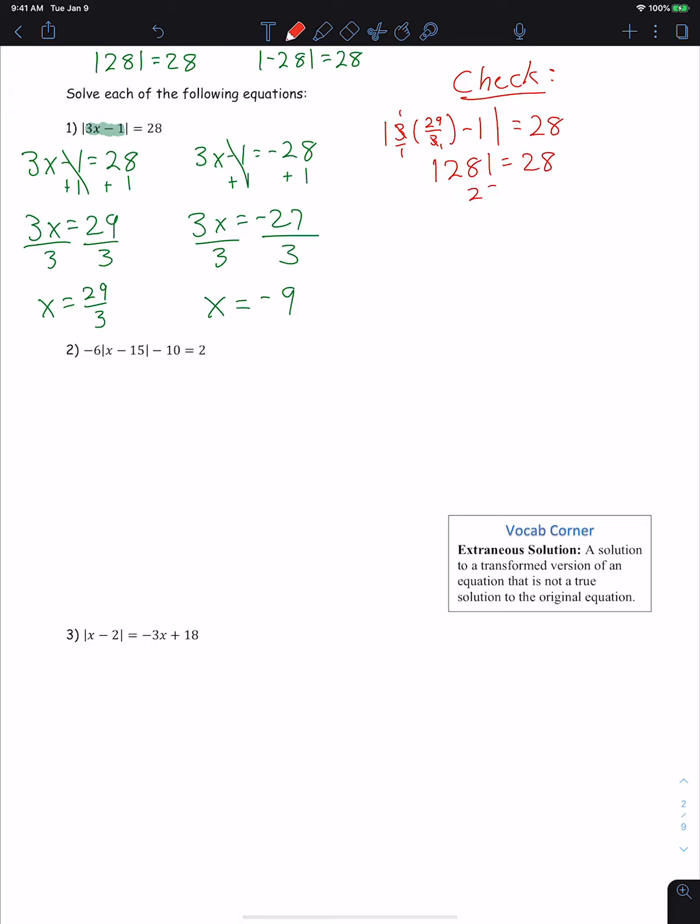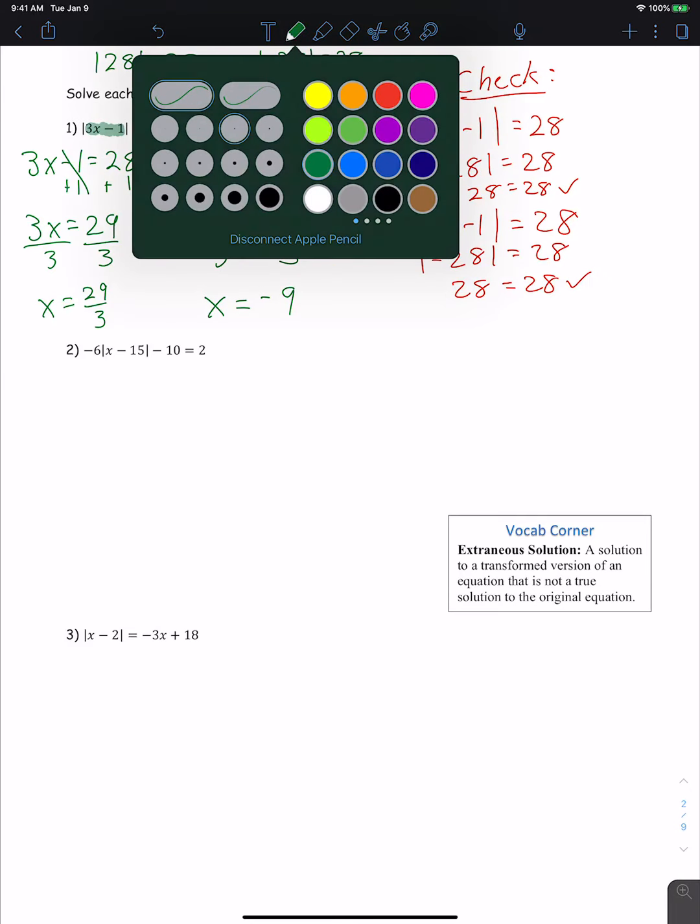That checks. We're good. And the second one I want to check is our second solution, which is negative 9. The absolute value of 3 times negative 9 minus 1 equals 28. 3 times negative 9 is negative 27, minus 1 is negative 28. The absolute value of negative 28 equals 28. We know the absolute value of negative 28 is 28. So that checks. They are both solutions to our equation.